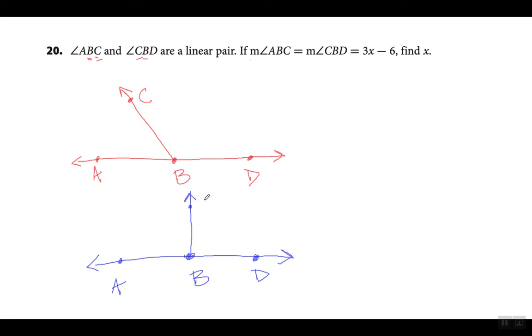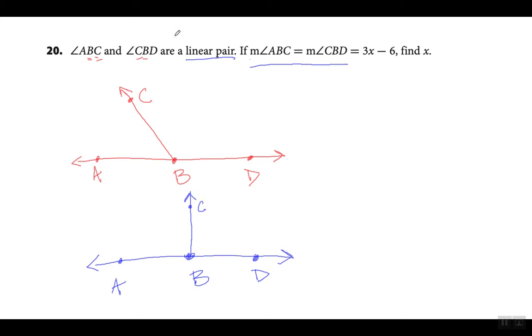Alright, so look, I changed my drawing. This is the correct one, the blue one. Why? Because it says here that the measure of angle ABC has to equal the measure of angle CBD. If the two angles equal each other and they're a linear pair, two angles that equal 180.